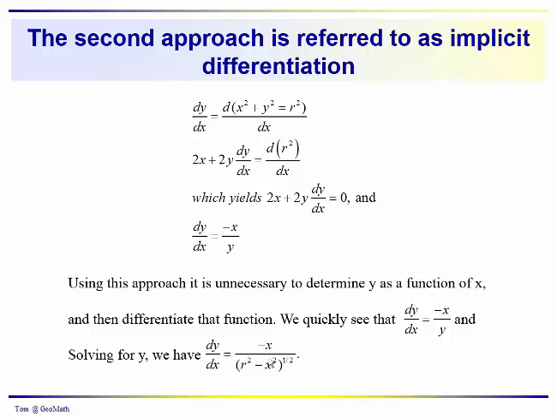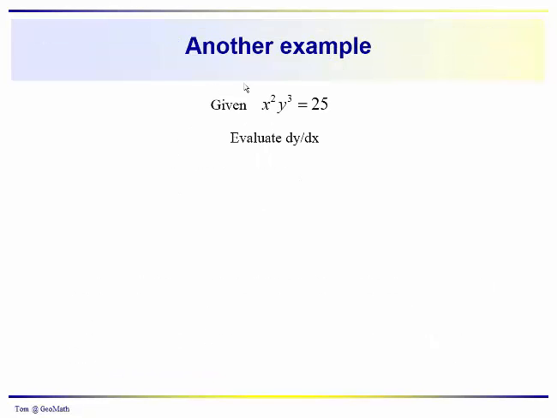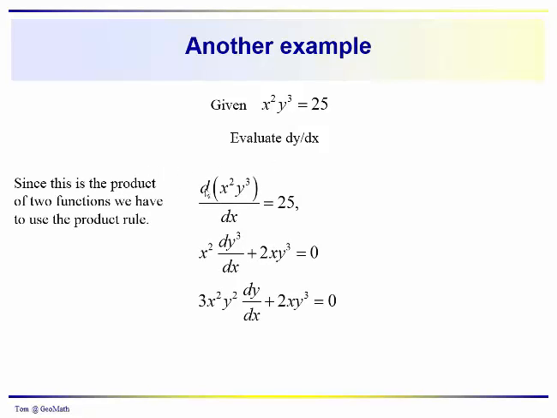We could also calculate dx/dy. So this implicit differentiation allows us to do that, dy/dx or dx/dy, depending on what it is that you're interested in. So if we take another example just to illustrate this approach, if we have a function which is x squared times y cubed and it's equal to 25, and we want to evaluate dy/dx. Well, this is a product, so we're going to have to use the product rule. So all of our rules come into play here. This is just a new approach, a new technique that we can take advantage of.